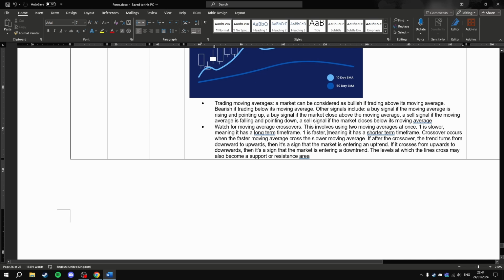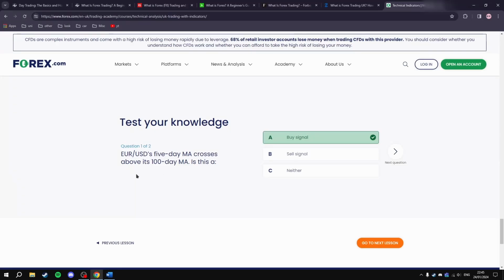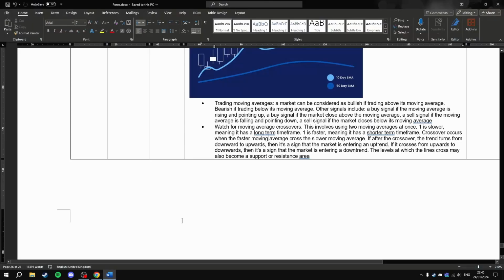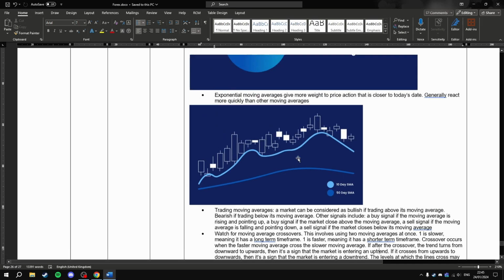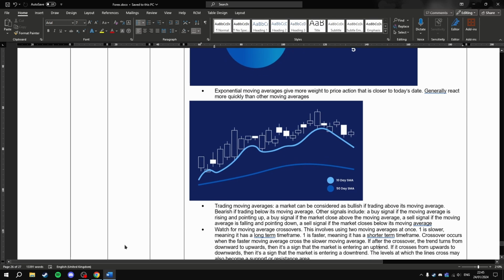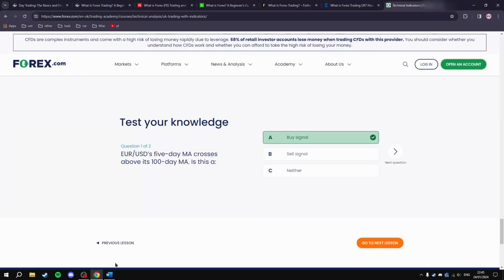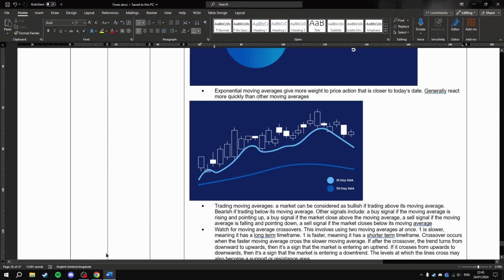One is slower, one is faster. A crossover occurs when the faster moving average crosses the slow one. If after the crossover the trend turns from downwards to upwards, then it is a sign that the market is entering an uptrend, because the 5-day one crosses above its 100-day one. So if it's moving in an uptrend, and it goes up, then you buy because the price is going to increase.